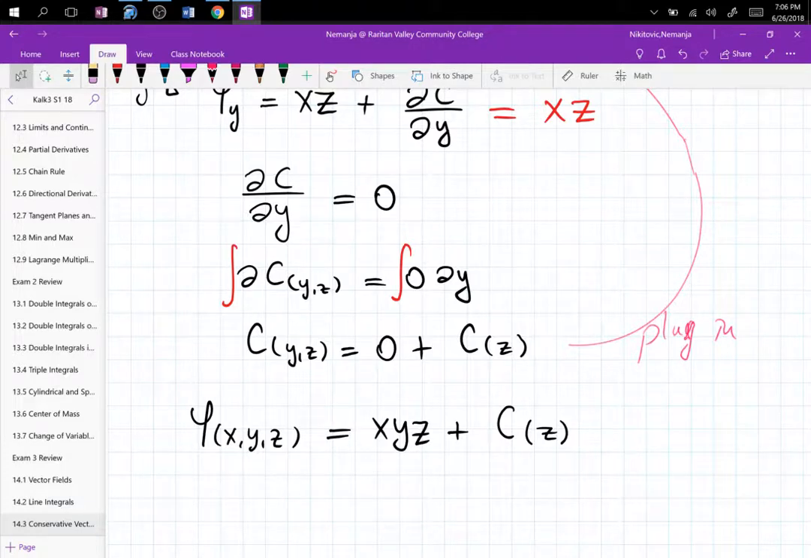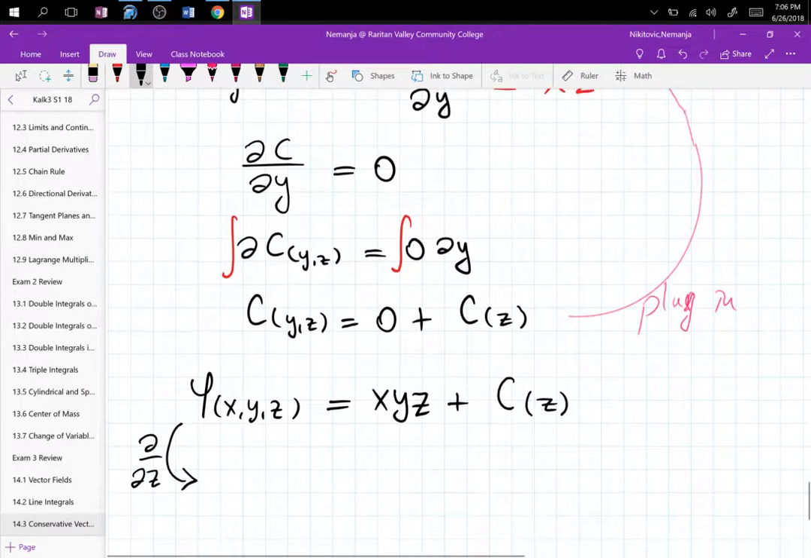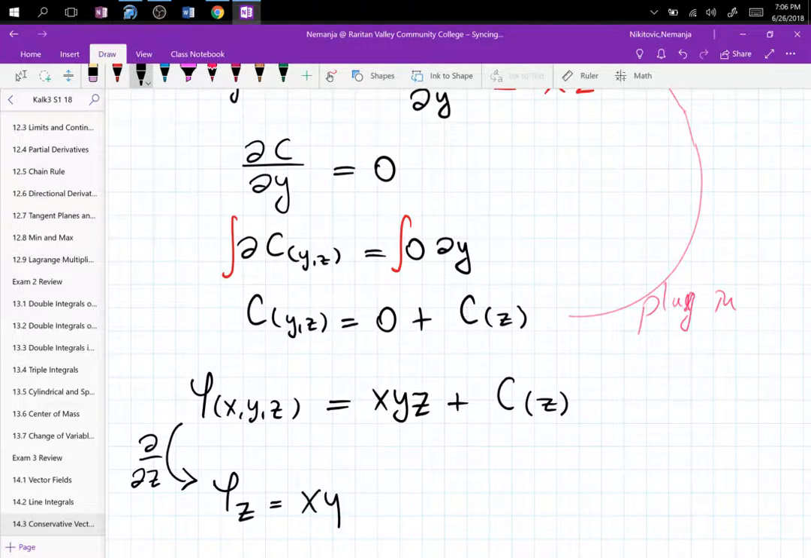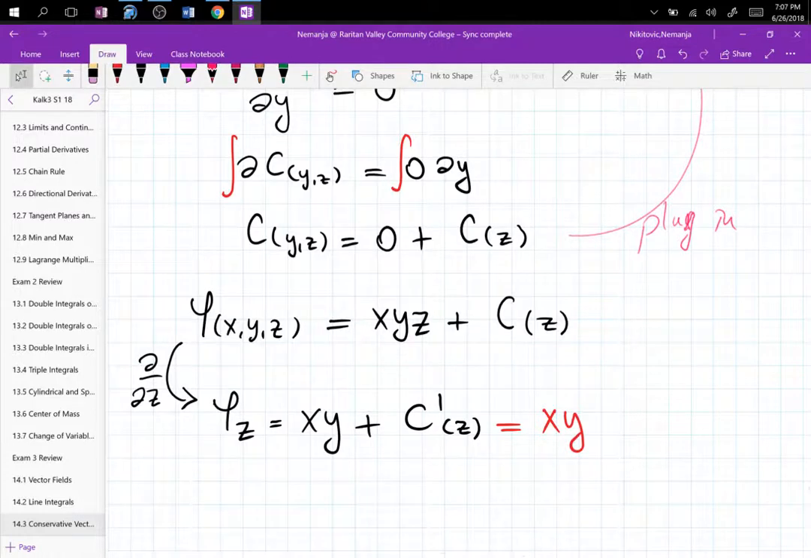All right, so now the final step is to differentiate this with respect to z, because we want to figure out what this is. Yes, it's going to turn out to be a constant, but that's okay. So phi z is equal to xy plus c prime of z, and we set that equal to our xy, which is the phi z from the setup of the problem.